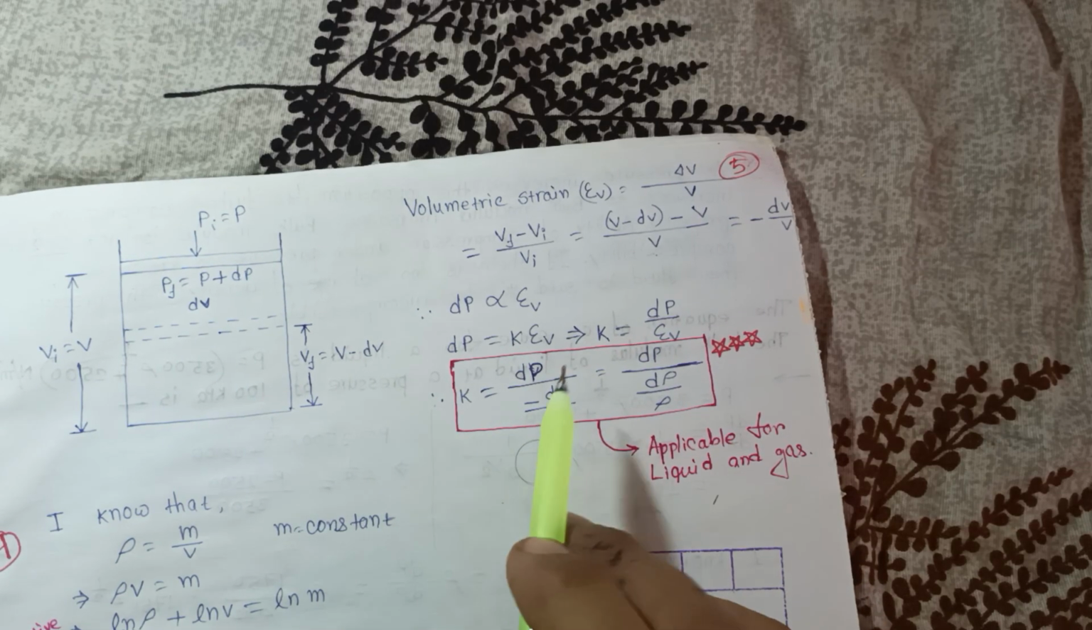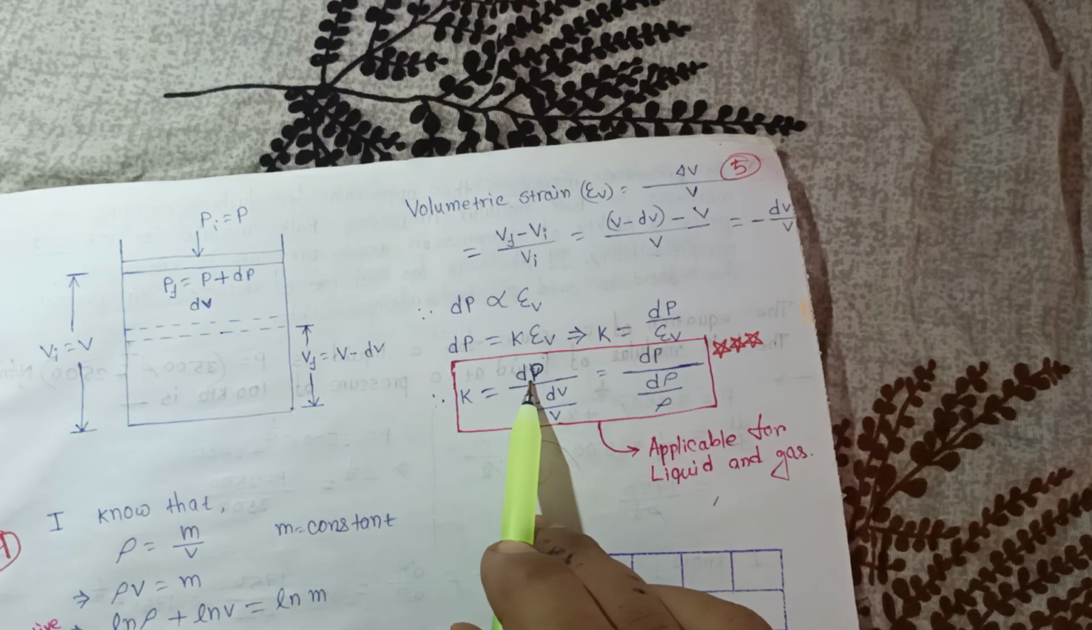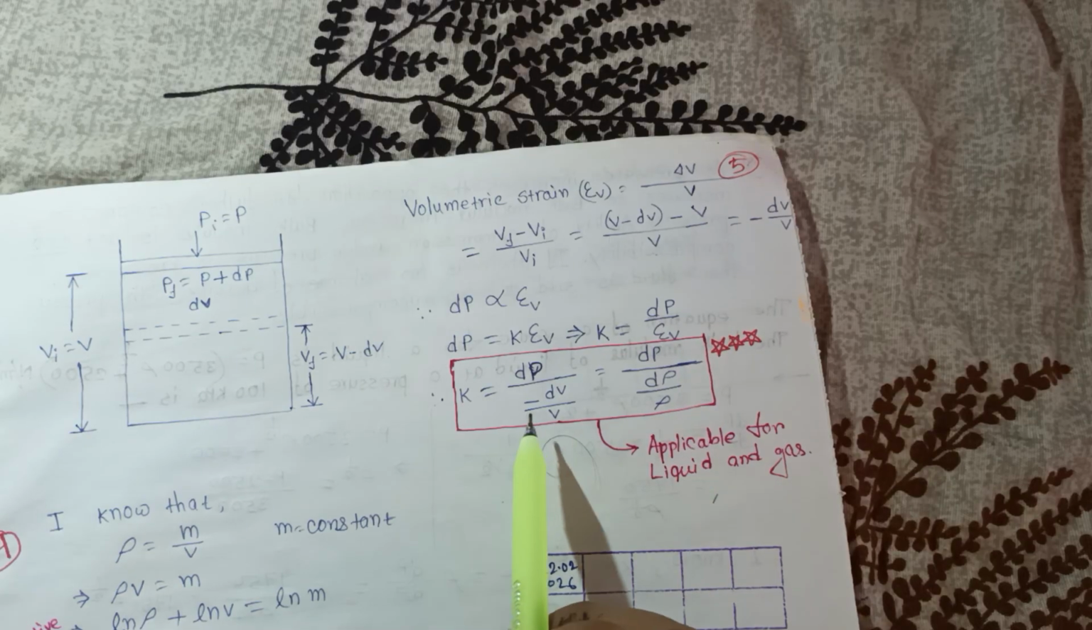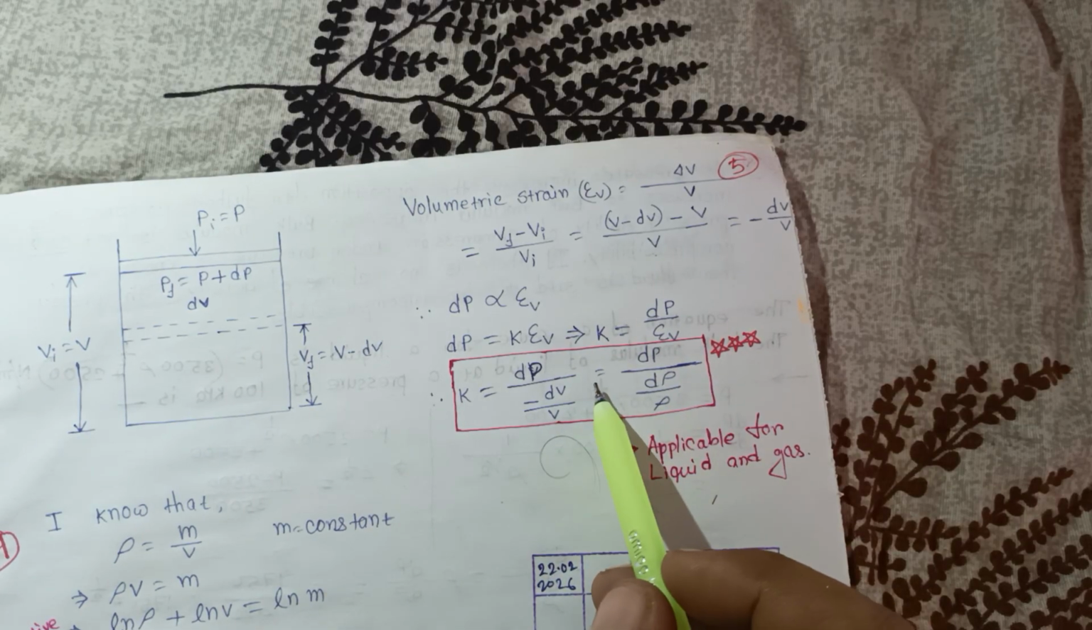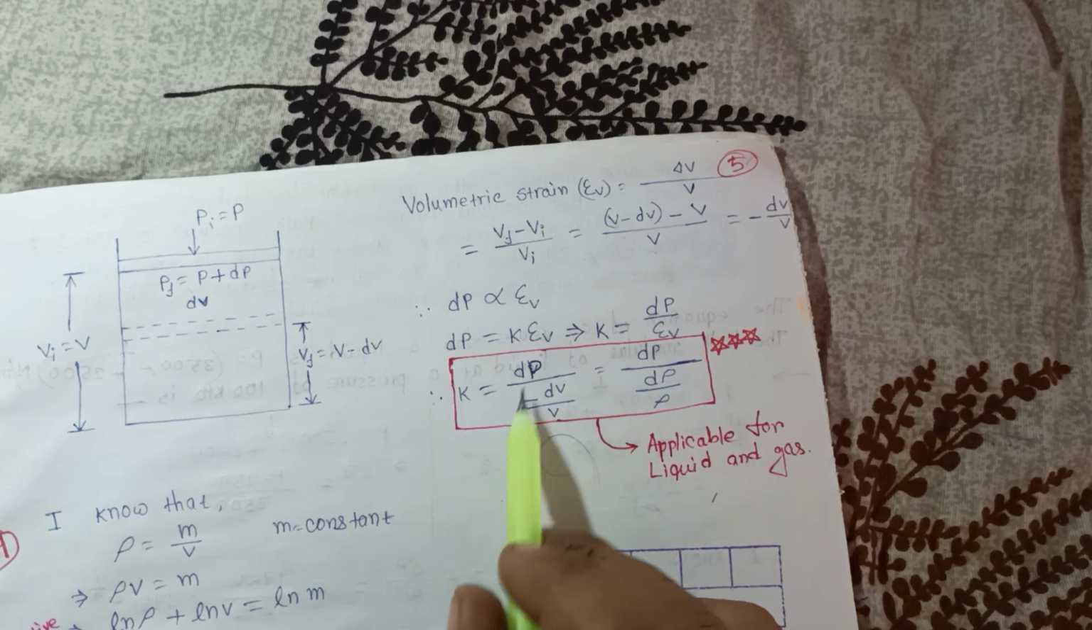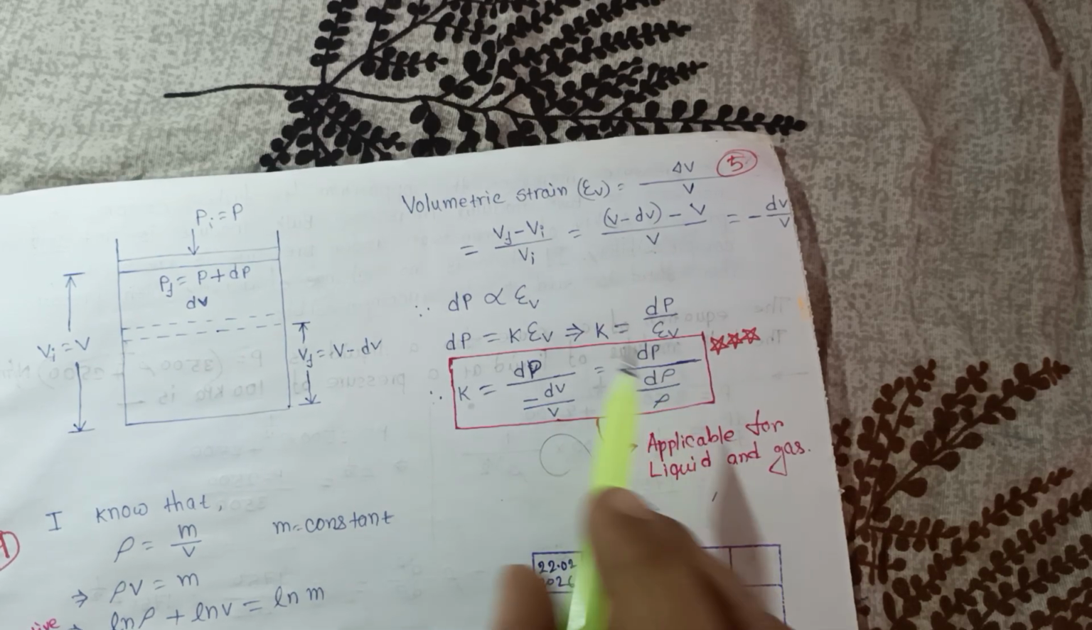So K equals dP divided by minus dV by V, so that is equal to dP by d rho by rho. This is applicable for liquid or gas. So why is minus dV by V equal to d rho by rho?